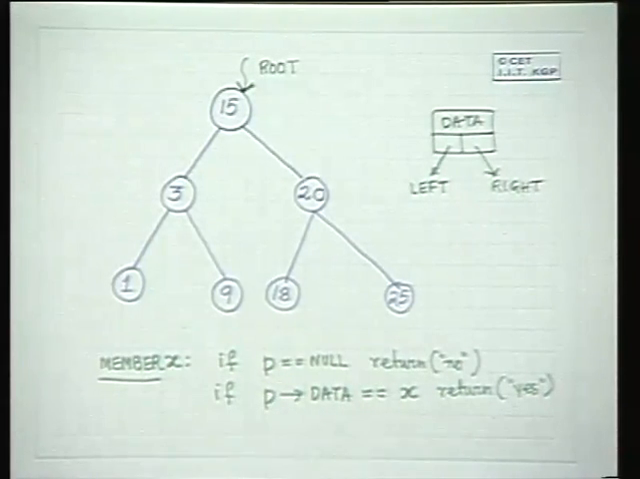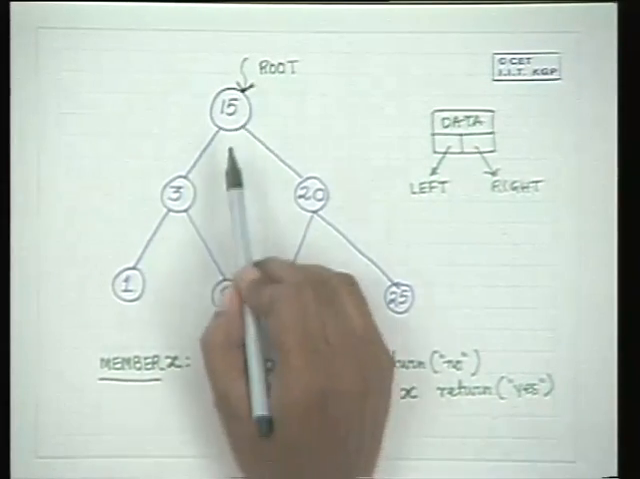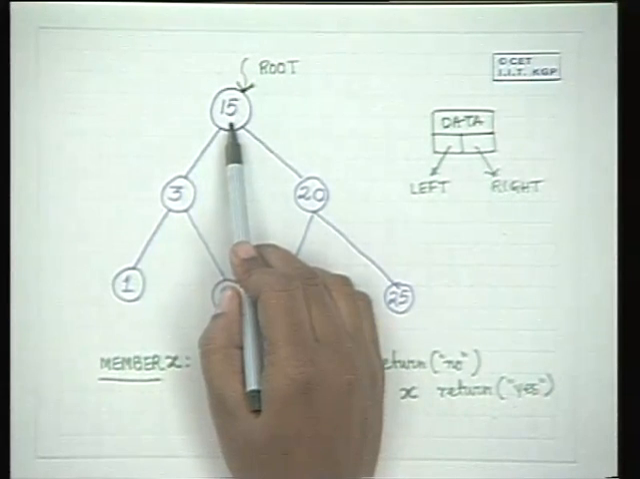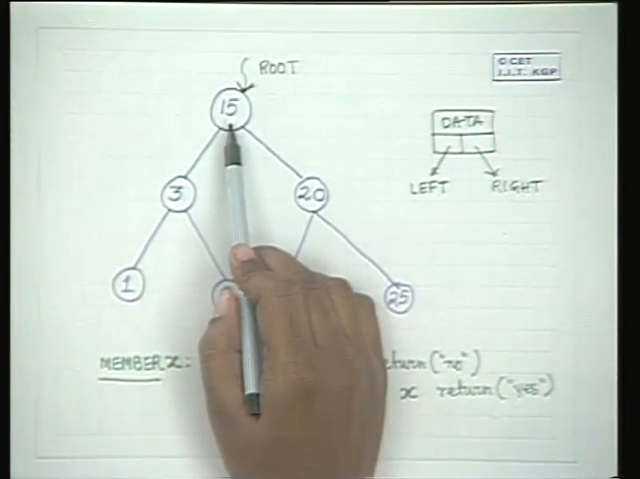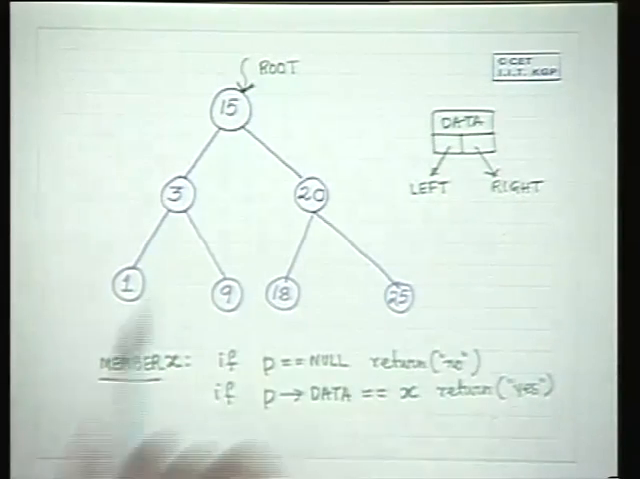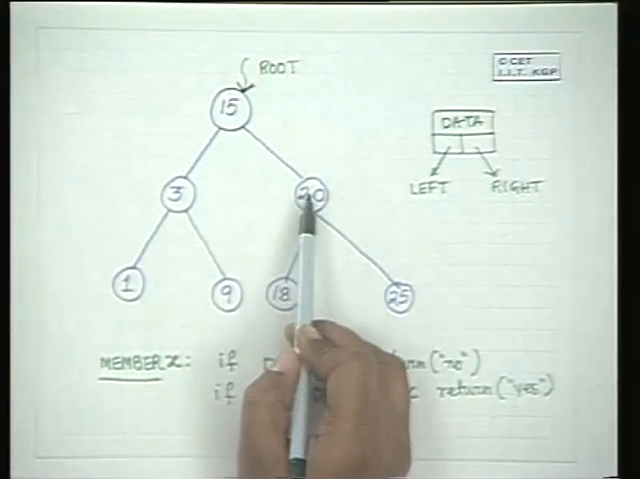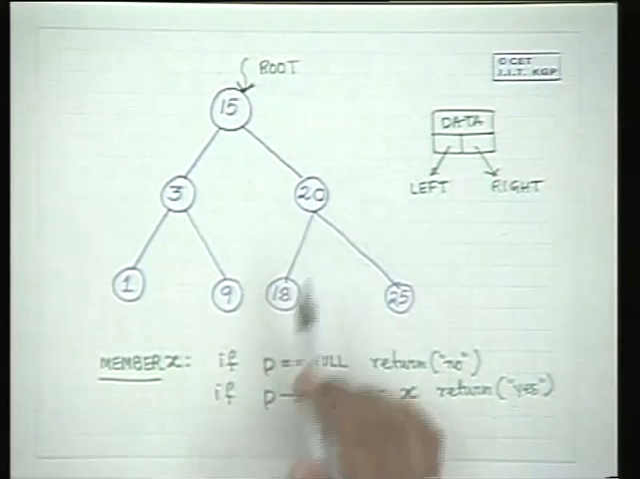Can you tell me the rest of the two steps? Else, if p pointer dot data is less than x, then what do you do? If p pointer dot data is less than x, go to the right. That is, you have got an element which is more than this. So go to the right means what? What would you do? Go to the right.